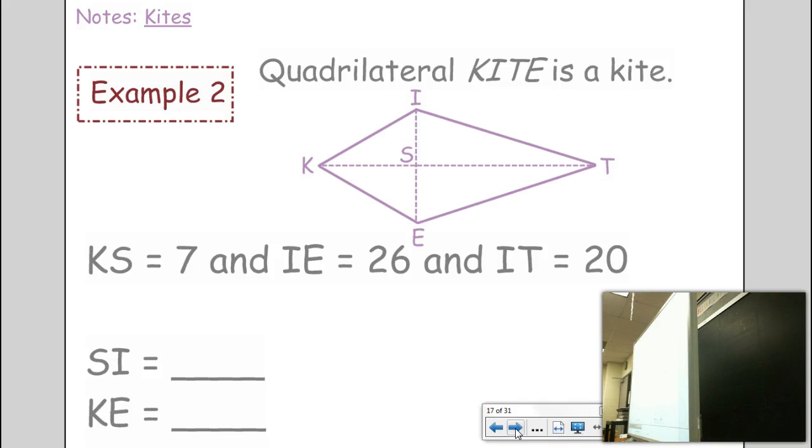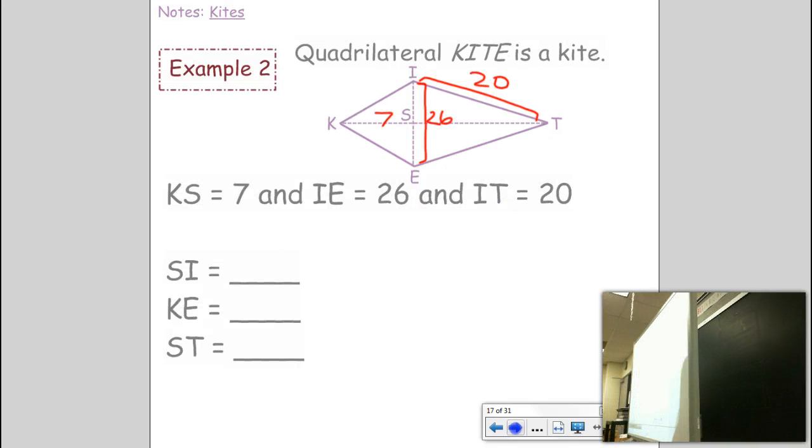Quadrilateral KITE is a kite. Let's label our picture. You ready? KS is 7, so that one's 7. IE, this whole thing, IE is 26. And IT is 20. See what you can do with that. Go ahead and work on it for a minute.